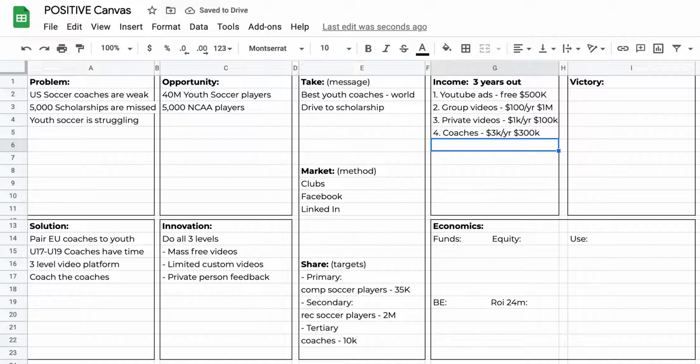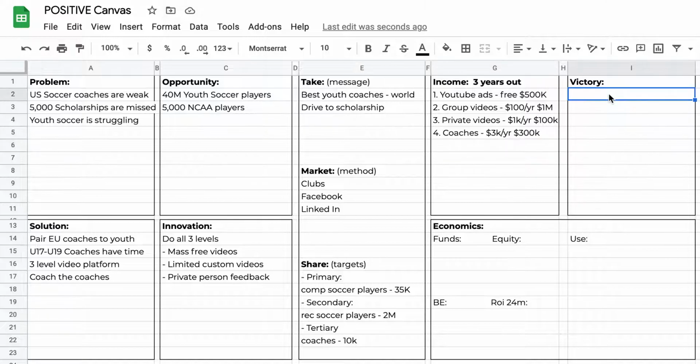Again, you just kind of are thinking through how will we make money, but you have to consider who's going to pay you. Is it the ads on YouTube? Is it the kids that are in large groups that are going to pay you 100 a year? And then are these the comp kids that are really good, that are on the path to either the MLS or a college? Great, you're going to charge them a little bit more. So it's important to know who's paying you and what they're paying you for, and to list that here.